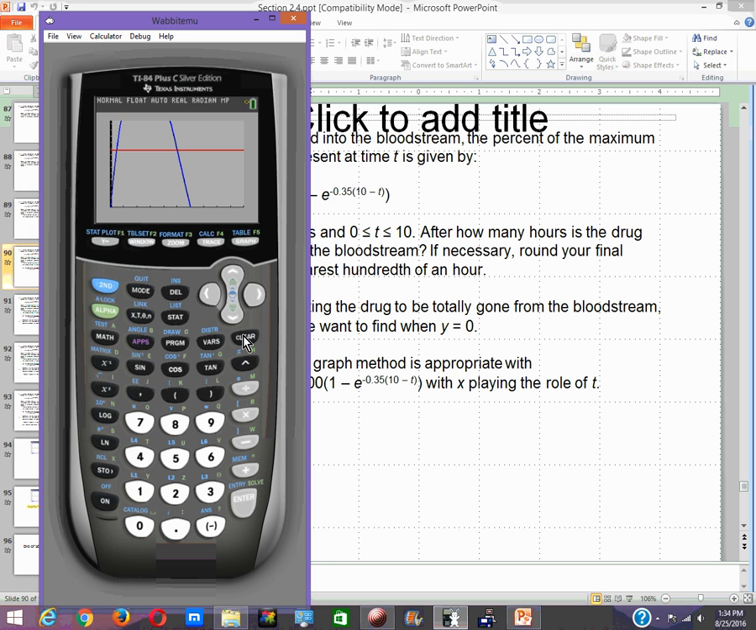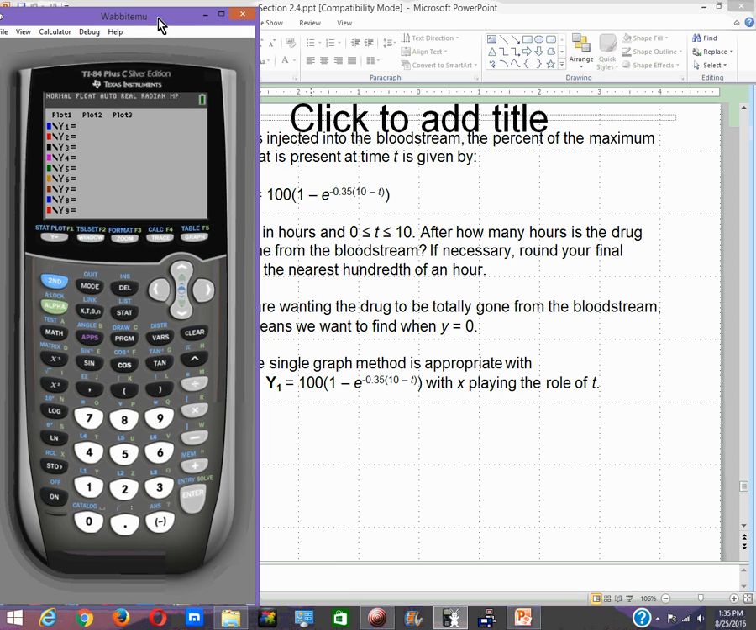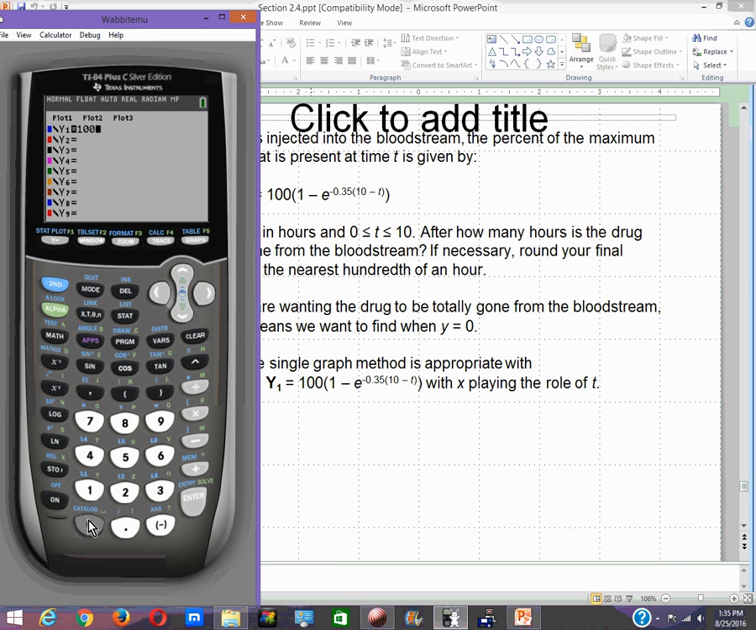So clear that. Second quit. Y equal. Okay, clear. Let me give it a Y2 just because I don't need it. Okay, and then my Y1. Okay, 100. Open parenthesis. 1 minus second ln negative 0.35 open parenthesis 10 minus x, close that parenthesis, get out of the exponent, close that parenthesis.